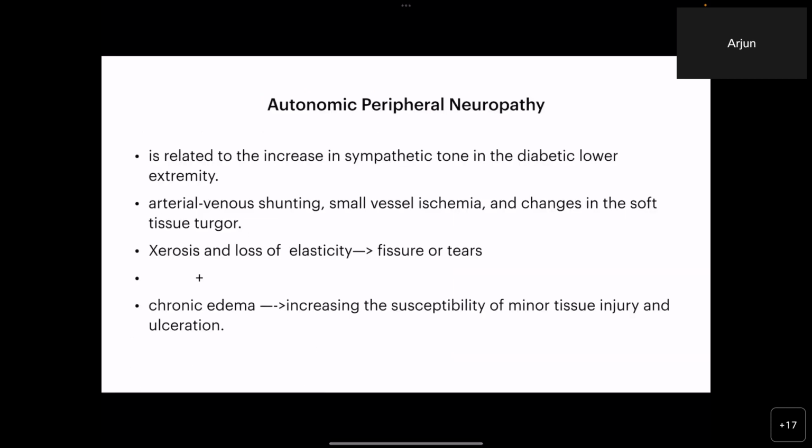Autonomic peripheral neuropathy is related to the increase in the sympathetic tone in the diabetic lower extremities. Dysregulation can lead to arteriovenous shunting, small vessel ischemia, and changes in the soft tissue turgor. There's also xerosis as well as loss of elasticity. This causes fissures and tears. This combined with chronic edema increases the susceptibility to minor tissue injury and ulceration.